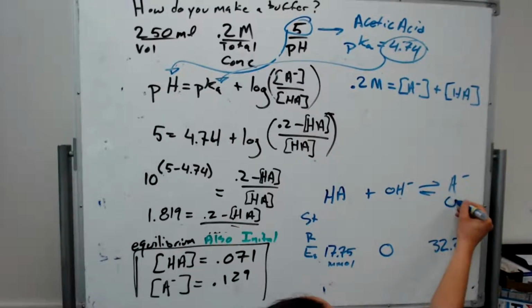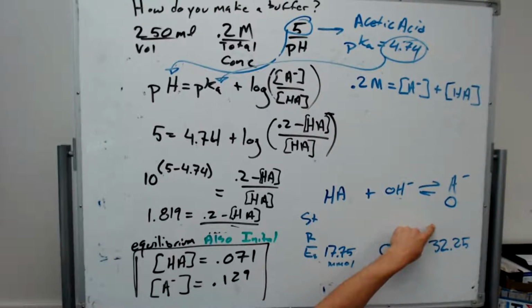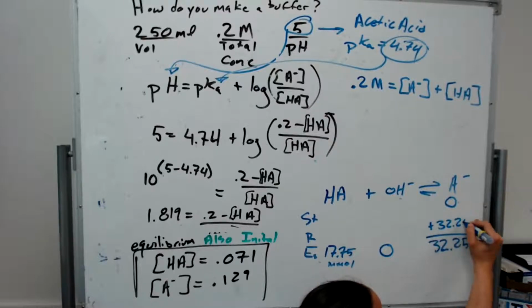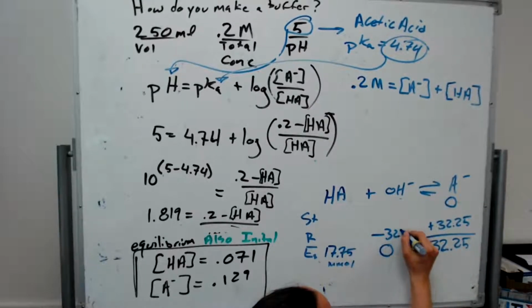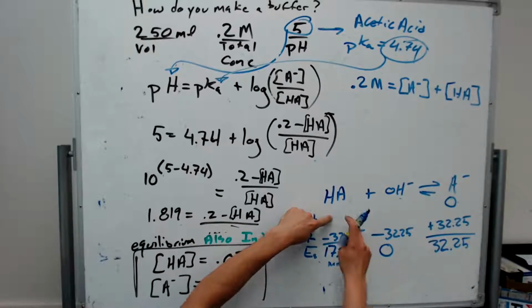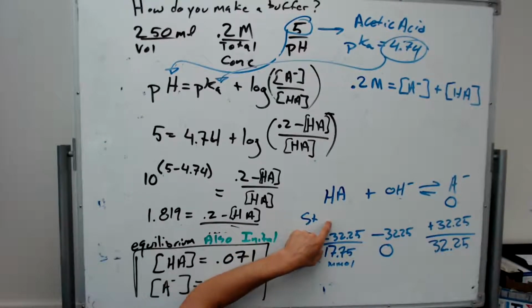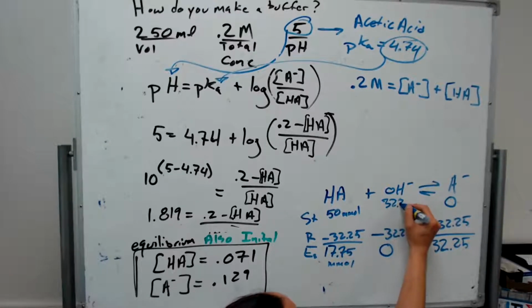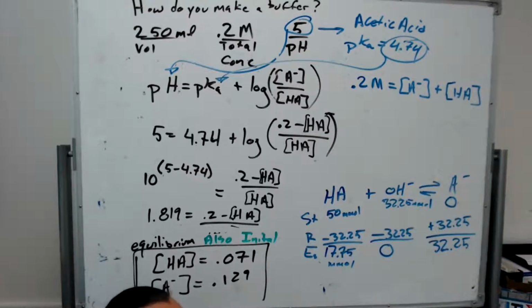32.25. I know I start with 0 here. So what must I be adding to it if I'm going to get 32.25? I have to be adding 32.25, which means here I have to be subtracting 32.25. And then I have to say, what number must I have at the start so I've got 17 left over? Add those two together, 50. And it also means I have to start with 32.25 millimoles here. That's doing it all backwards.